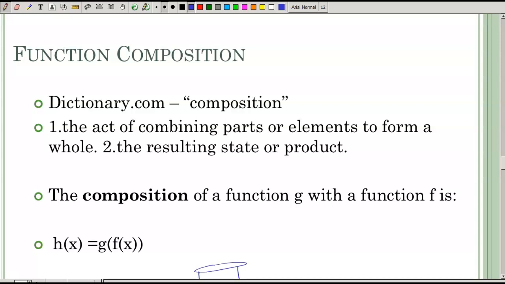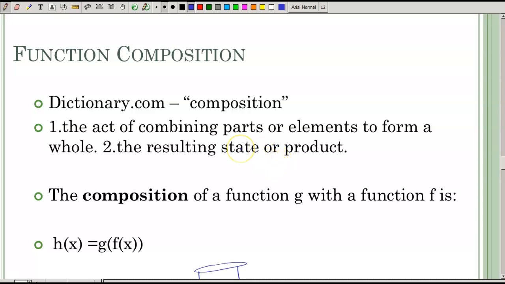All right, so the next thing we're going to look at is function composition. We already talked about how we can take functions and treat them as separate parts that we can add, subtract, multiply, and divide. And now we want to talk about what composition is. The definition of composition, if you look it up, is the act of combining parts or elements to form a whole, or the resulting state or product.